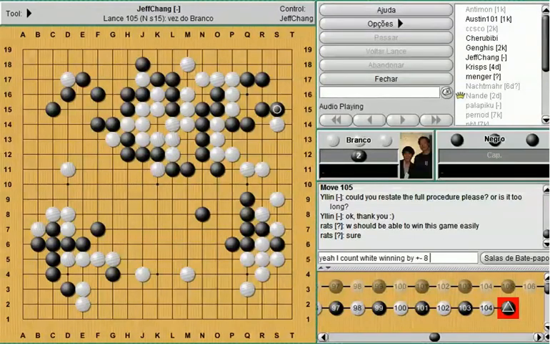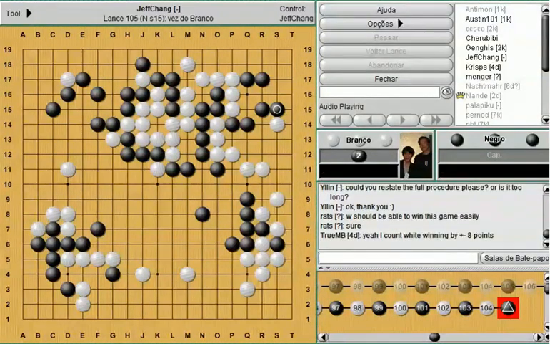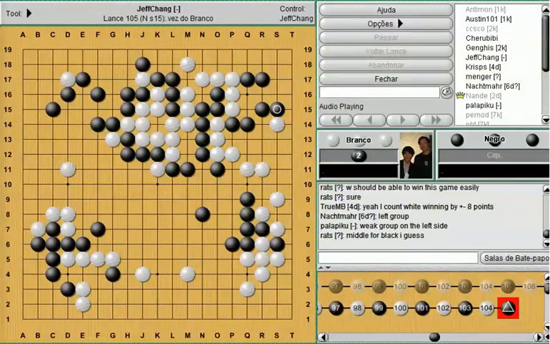Rest, you said white should win this game easily. Doesn't matter, it is fine. We can keep this statement. Where is the potential challenge? As you can see, where might actually prevent white from winning this game?